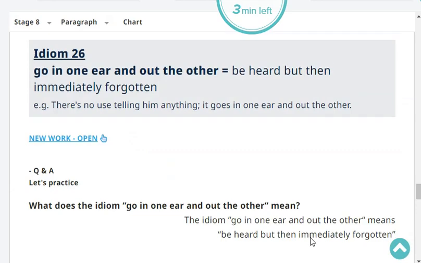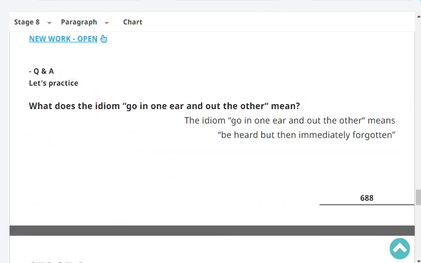What does the idiom go in one ear and out the other mean? The idiom go in one ear and out the other means be heard but then immediately forgotten. Give me an example, please. I've told my son 100 times not to go out without his coat on, but it goes in one ear and out the other.